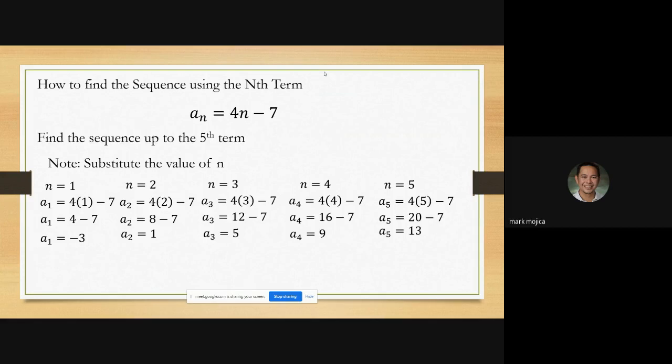Okay, so let's try to exercise what you have learned. So, by the way, a sub n is equal to 4n minus 7. So, the sequence na meron tayo out of this nth term are negative 3, 1, 5, 9, and 13. I hope you got this one correct. So, without further ado, let's try to test how you understand this lesson.